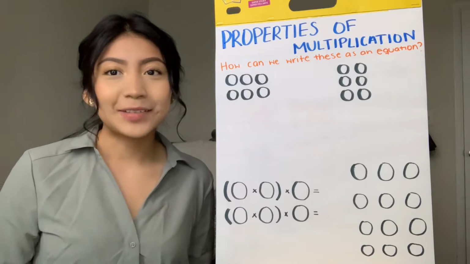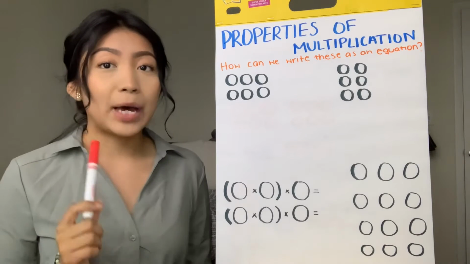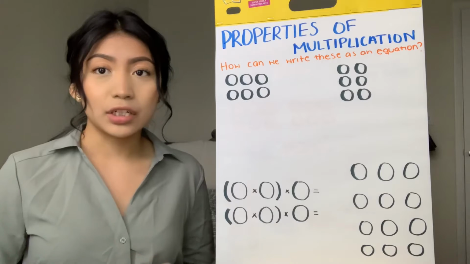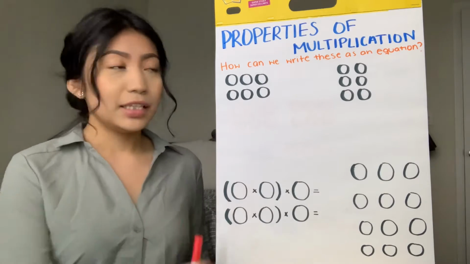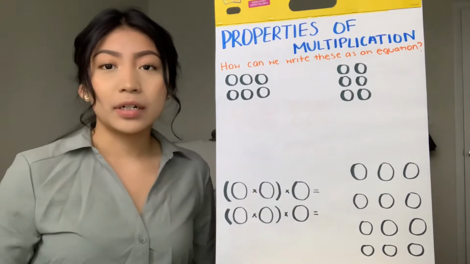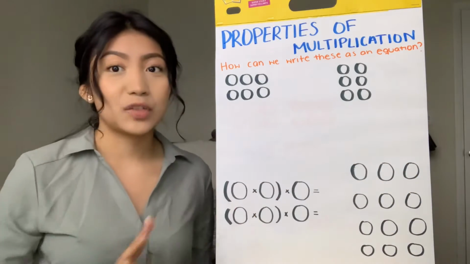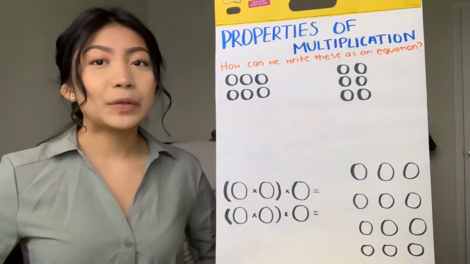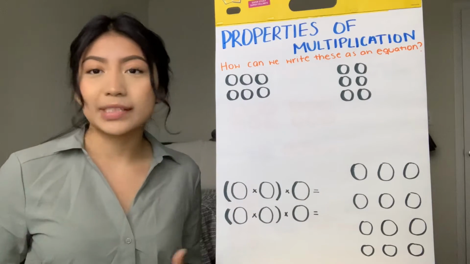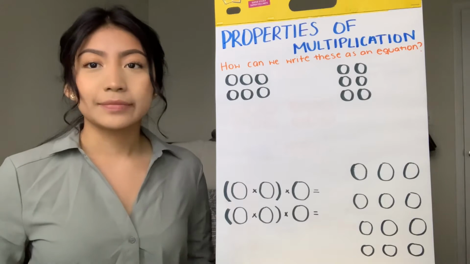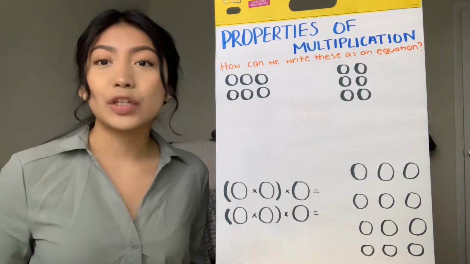Welcome everybody. So today we're going to be learning about properties of multiplication. I'm going to start off by having you look at these two images here on the board. Don't pay attention to this app yet because we're not there yet. Alright, can anybody tell me what they see here? Just tell me what's happening that you notice.